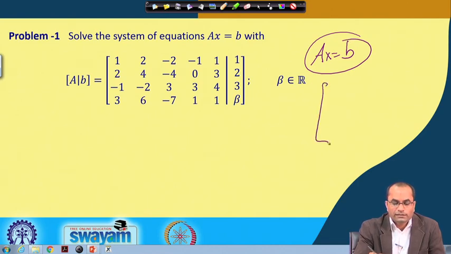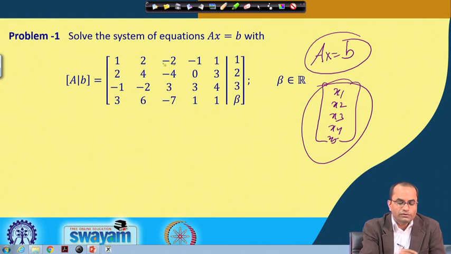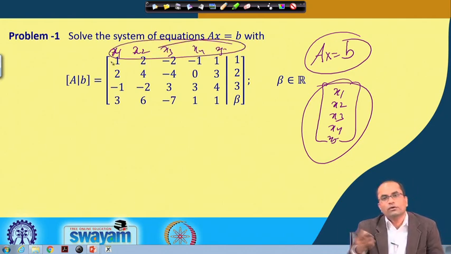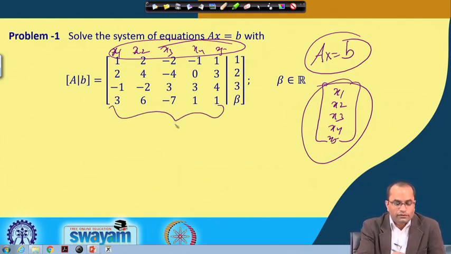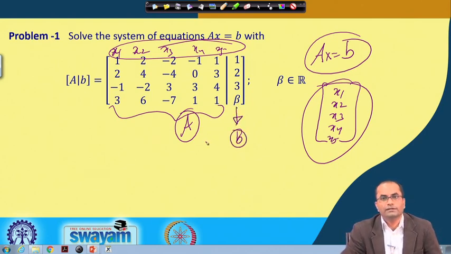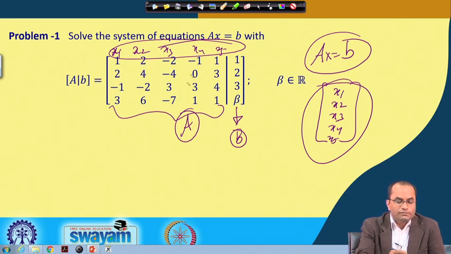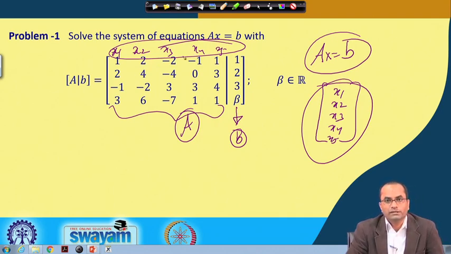So, this x here, to be consistent with this A, will have x1, x2, x3, x4 and x5. So, there are 5 unknowns and therefore these 5 columns, where this corresponds to x1, this is x2, this is x3, this is x4, this is x5. So, the number of columns of A, not the whole augmented matrix, always represents the number of unknowns. This part corresponds to A, this part corresponds to B, that is what we have here.